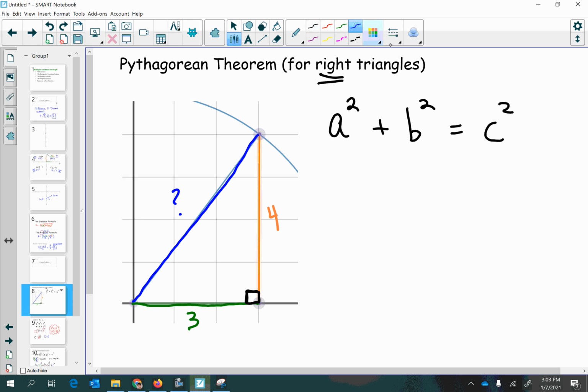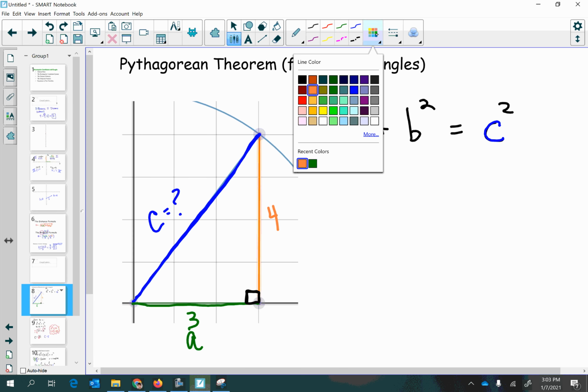Now c is special. C represents the hypotenuse of the right triangle, which is always the longest side and the one that is across from the 90-degree angle. So this would be c. And that's what we're trying to find out. The other two legs can be a or b. It doesn't really make a difference which one, but we'll just stick with using a as the horizontal and b as the vertical.